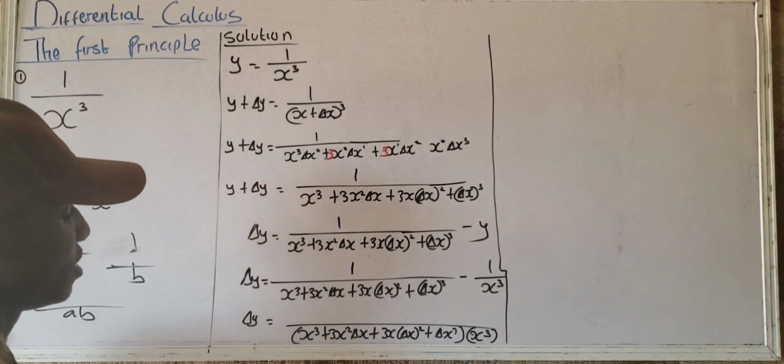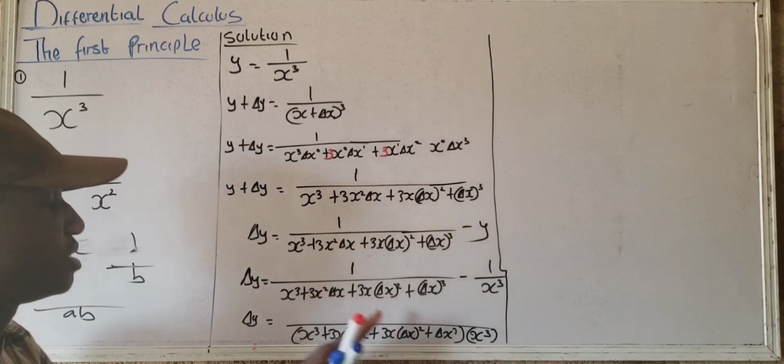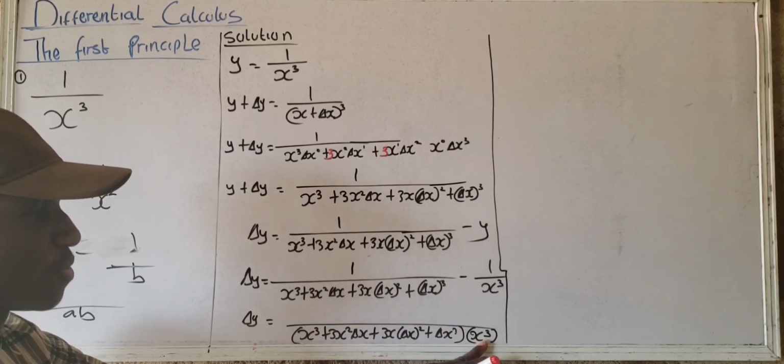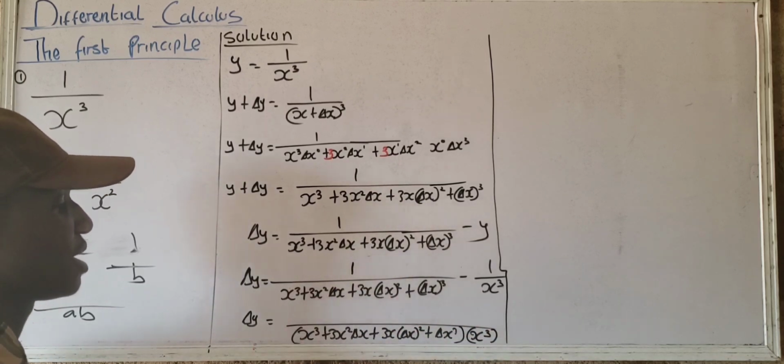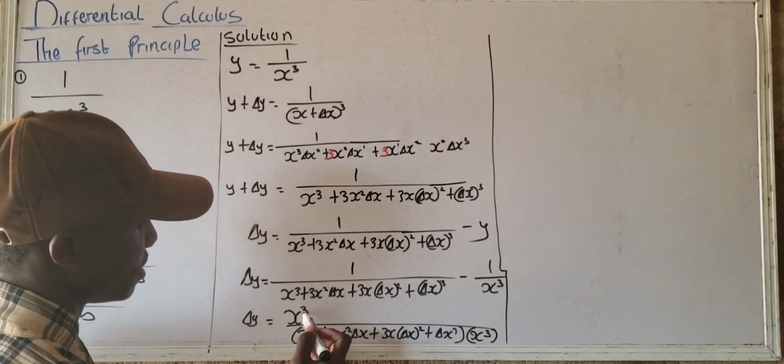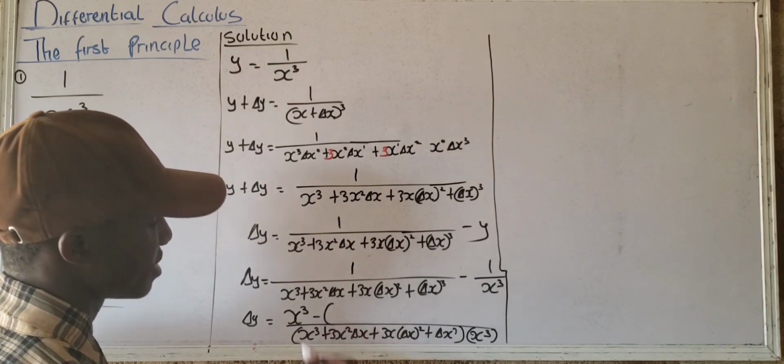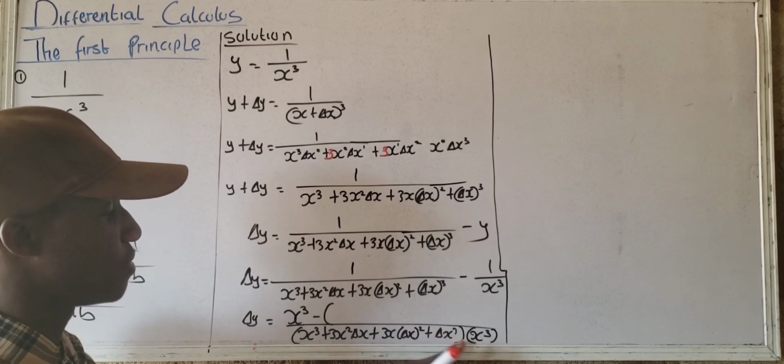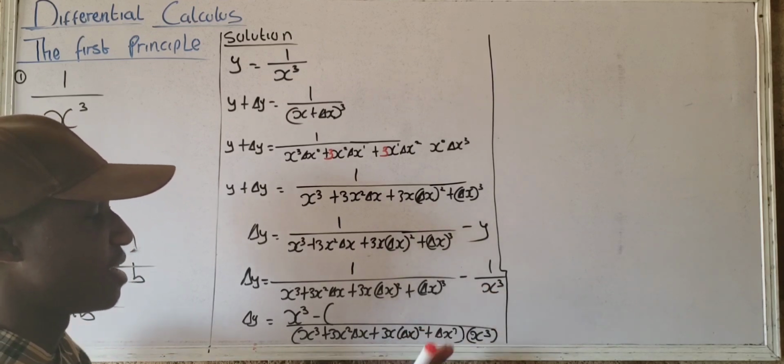Now, the product of this divided by this, that will be what? x raised to the power of 3. x raised to the power of 3 times 1, that is x raised to the power of 3 minus, open the bracket, the product of this divided by x raised to the power of 3, that will be what?